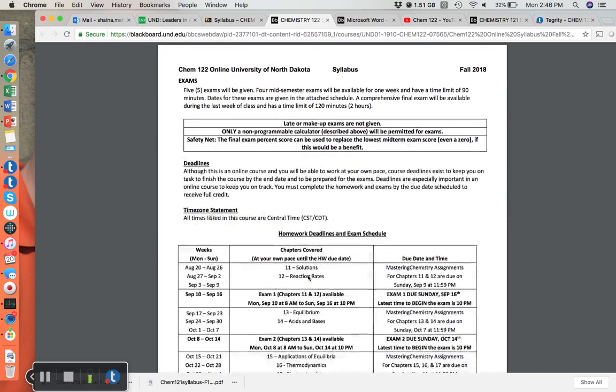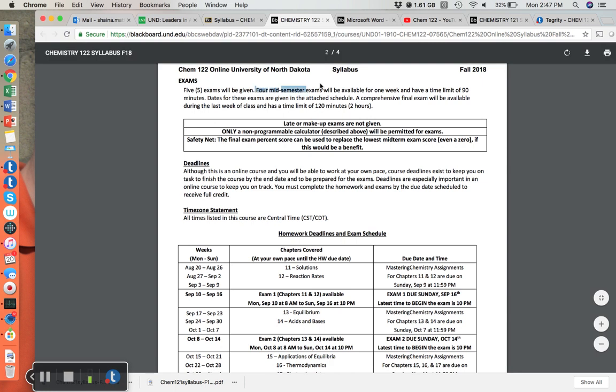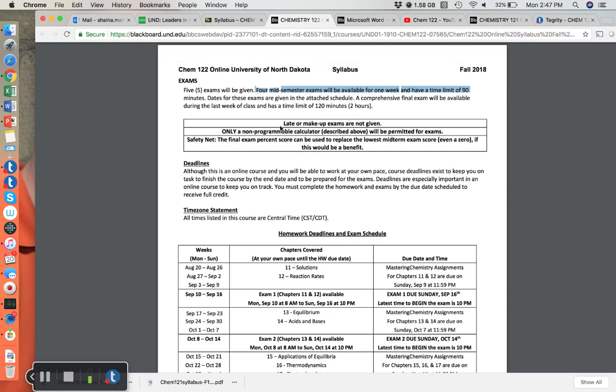Next, let's go through some more information on the exams. So with the 4 midterms and the 1 final, there's a total of 5 exams this semester. The midterm exams are all available for 1 week, and each of them has a time limit of 90 minutes. You'll only have 1 attempt to take them, but you can take them anytime during that 1 week period. The dates are in the schedule below, so we'll look at that in a minute here. The final exam, again, is comprehensive or cumulative, and it's available during the last week of class. It is 2 hours for the time limit.